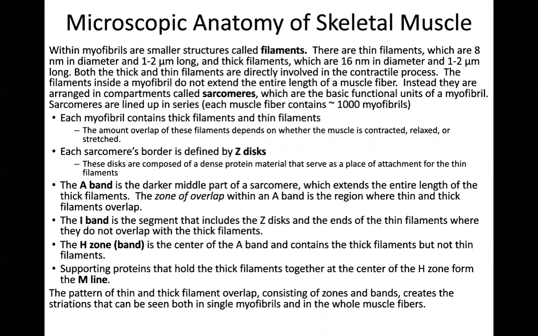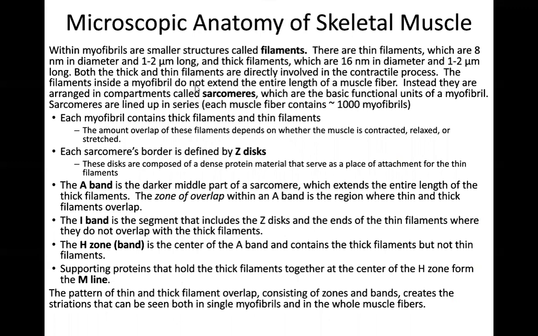Okay, reading through. Within myofibrils are smaller structures called filaments, of which there are 2 majors. There's actually a third that I'll talk about as well. The thin filament and the thick filament are the 2 majors, literally named because one's thicker than the other. The thin filament's about 8 nanometers in diameter, 1 to 2 microns in length. Thick filament's twice as thick, 16 nanometers in diameter, and about 1 to 2 microns in length as well. Both of these are involved in the contractile process, as I mentioned.